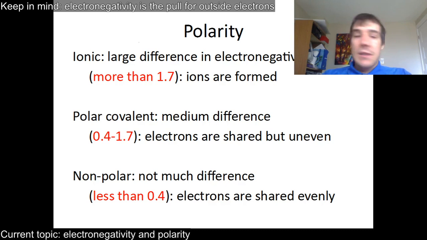Nonpolar means there's not much difference. Electrons are shared evenly, and we call that less than 0.4 in terms of an electronegativity difference. So the curriculum actually wants you to know these numbers and wants you to be able to predict what kind of bond will be formed between two atoms based on their difference in electronegativity.